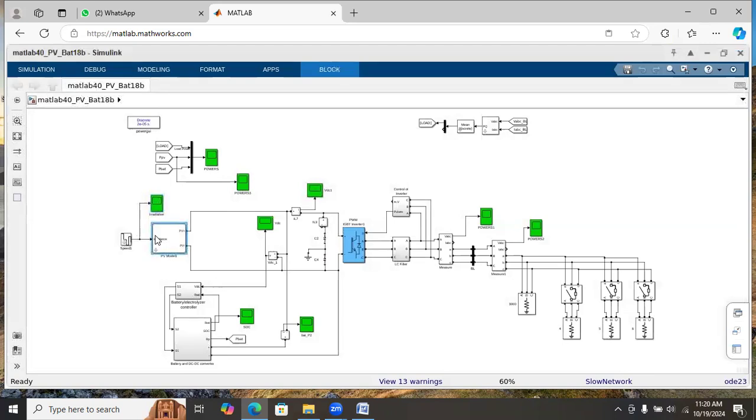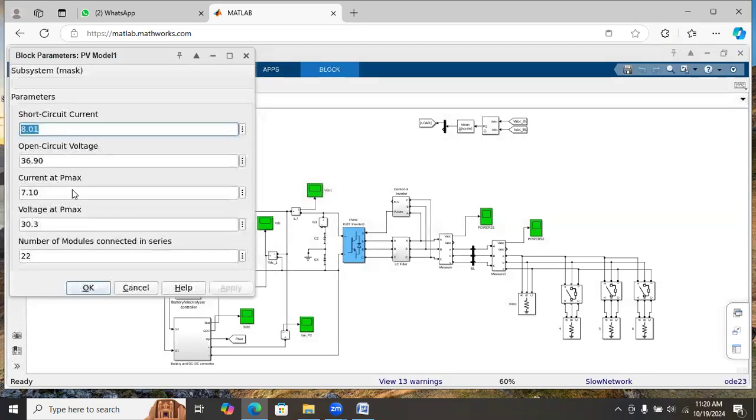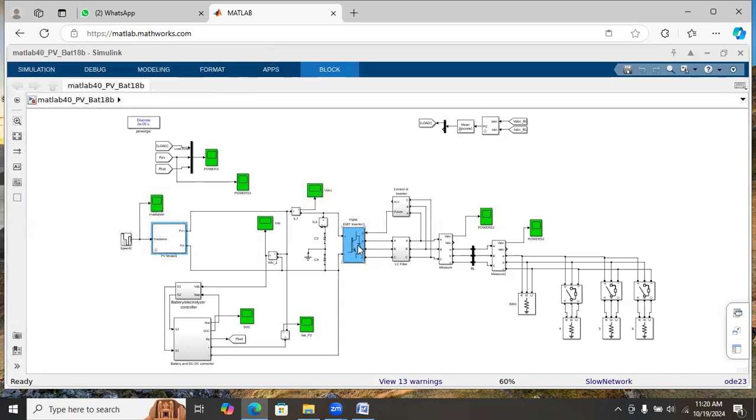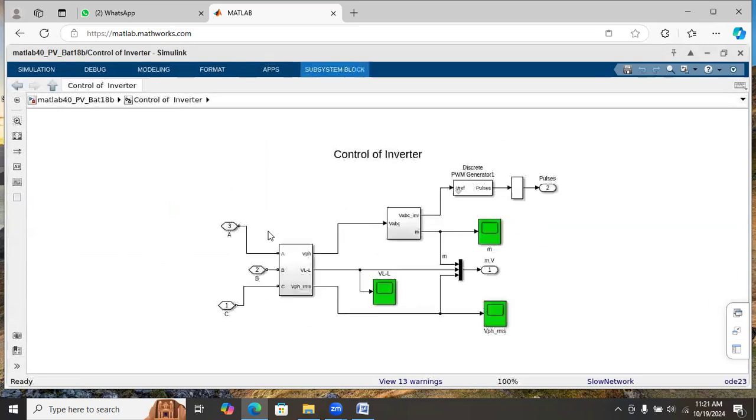Here the PV panel voltage is around 86 volt and current is around 7.1 amps. And the number of modules connected in series is 22. So 30 volt into 22, we will get around 360 volt. And that is connected to the inverter here. And this is the inverter control. It will provide the pulses based on the inverter voltage.